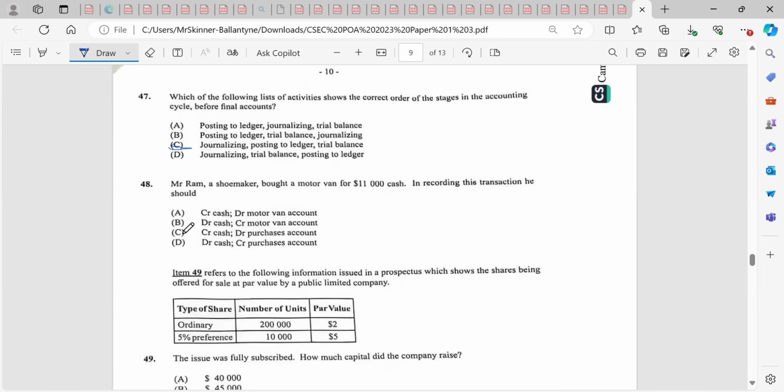Number 48, Mr. Ram, a shoemaker, bought a motor van for $11,000 cash. In recording this transaction, what he should do is debit motor van and then credit cash. When you buy a fixed asset, you have to record it in the fixed assets account. So the answer will be A. So you debit motor van, credit cash.